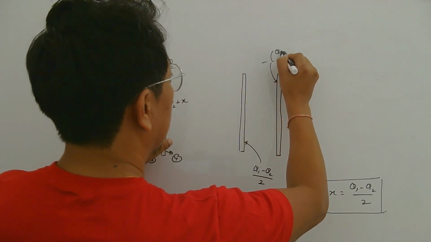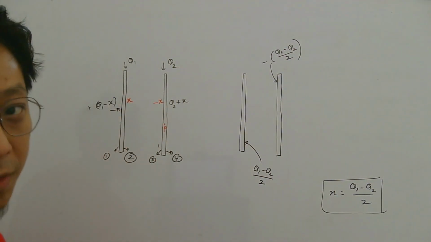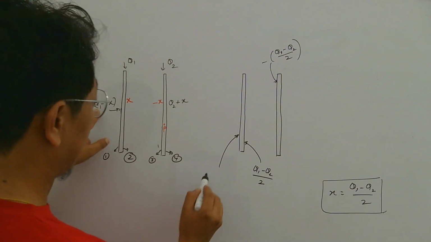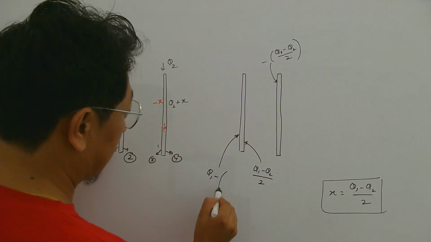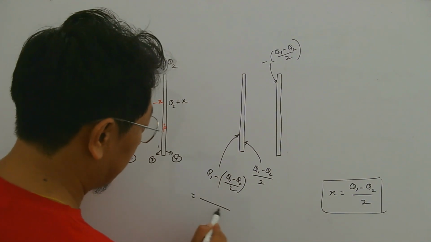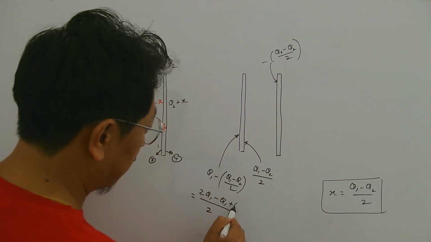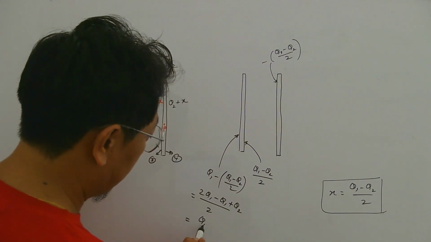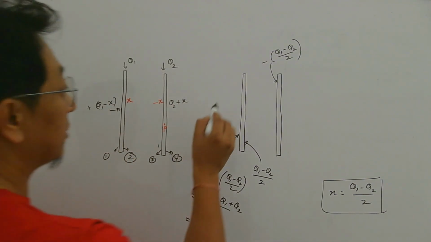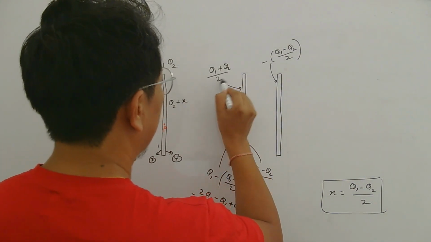Minus Q1 minus Q2 divided by 2. Correct? What will be the charge here? Well, the charge here is Q1 minus X. X, how much did we find? Q1 minus Q2 by 2. So if you take the LCM, 2Q1 minus Q1 plus Q2, you will get Q1 plus Q2 divided by 2. Right? So the charge here, if you can remember, is Q1 plus Q2 divided by 2.